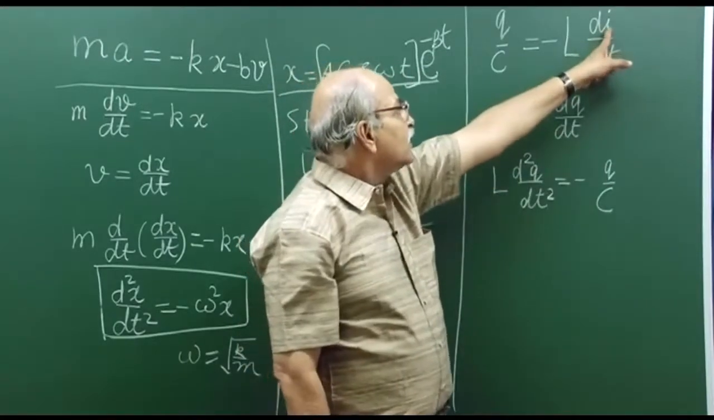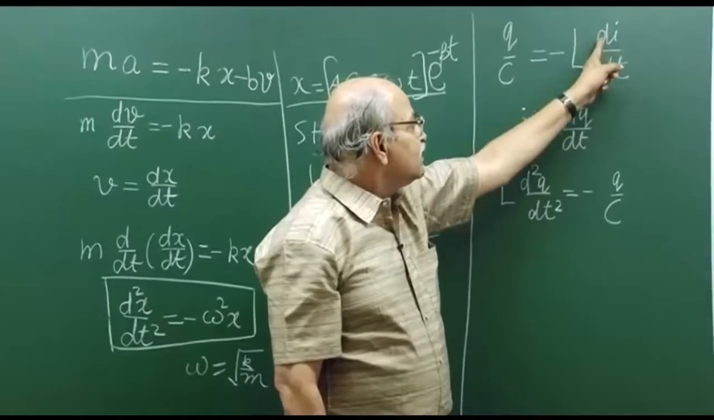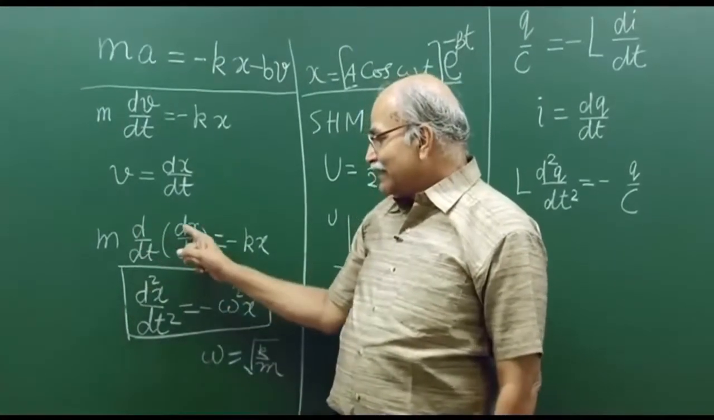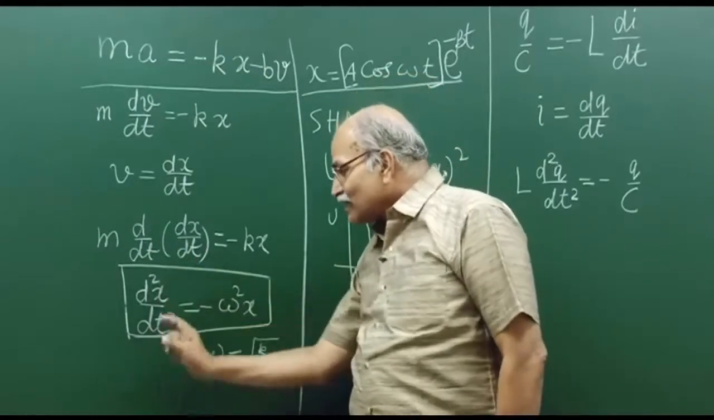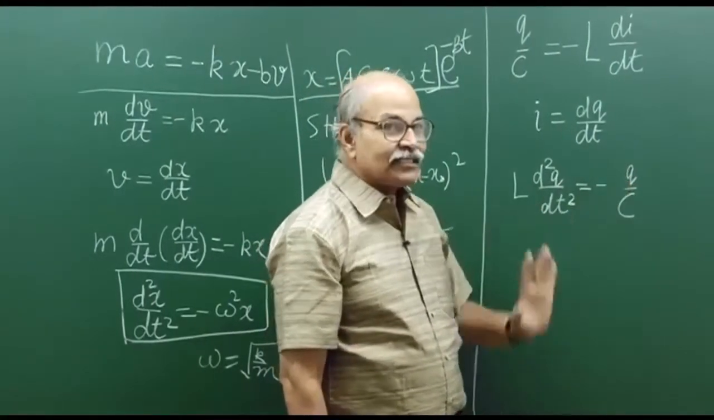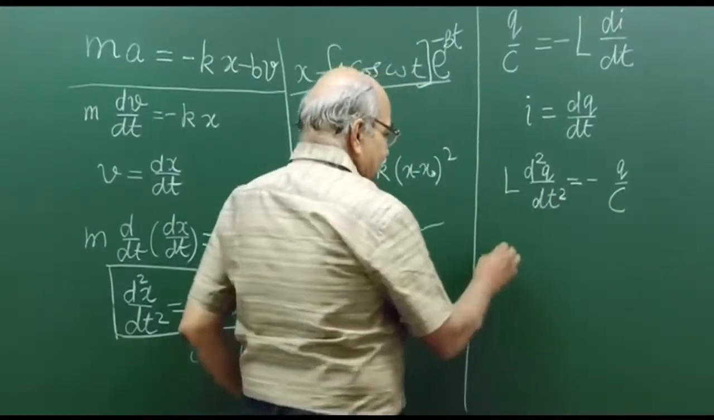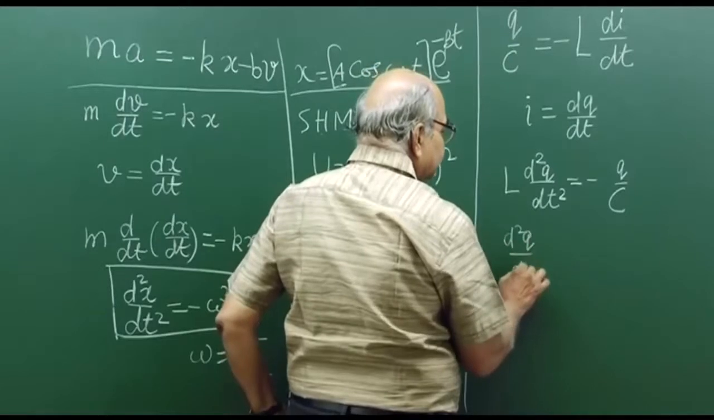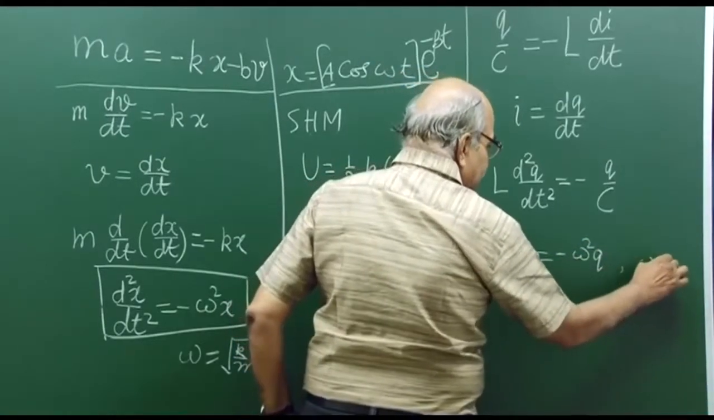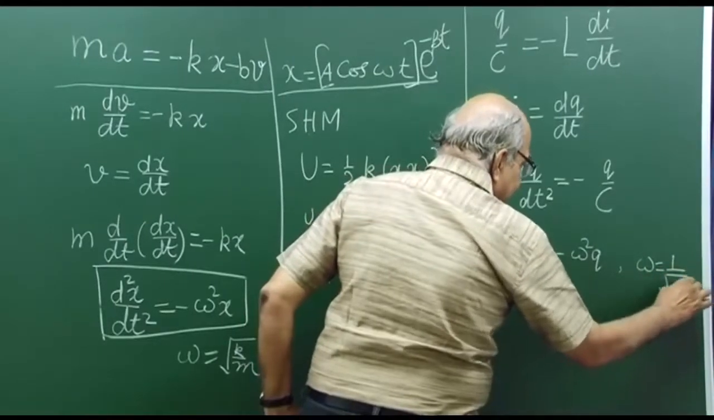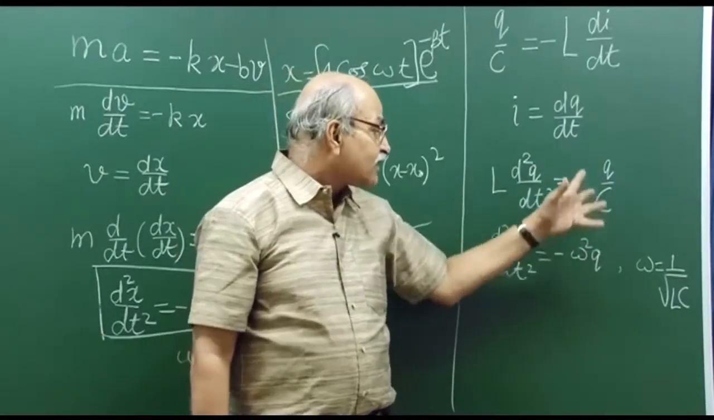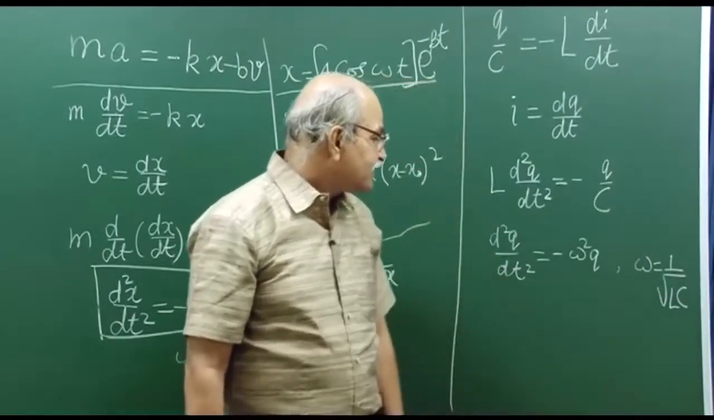So, in place of this I am writing dq dt, and when you write it that way, d dt of dq dt, just like here, d dt of dx dt, which we write as d2x dt square, similarly here we will write this as d2q dt square, minus, I have put here, so it is minus q by c. If I take this L to this side, I have d2q dt square equal to minus omega square q, where omega is 1 by square root of LC. This L goes here, so 1 by LC, I write that as omega square. So, omega is 1 by square root of LC.